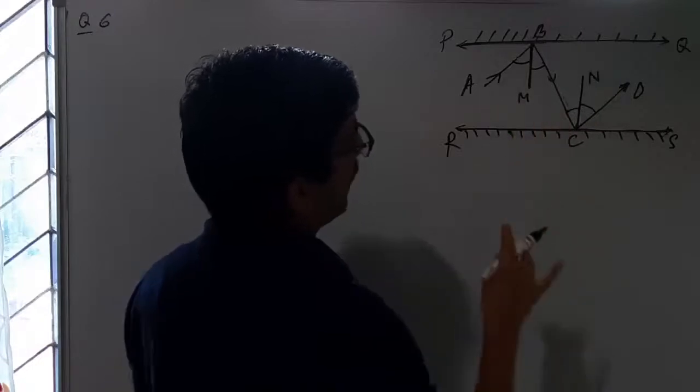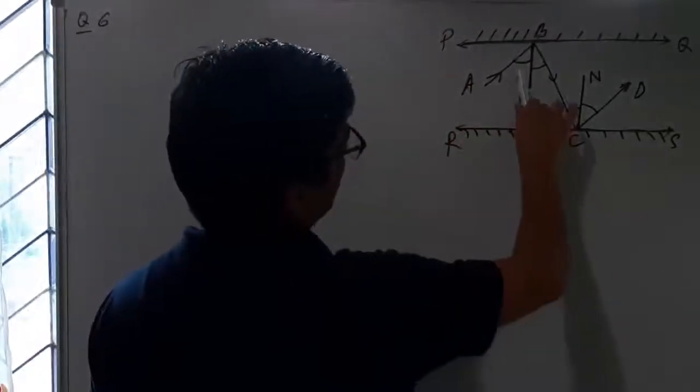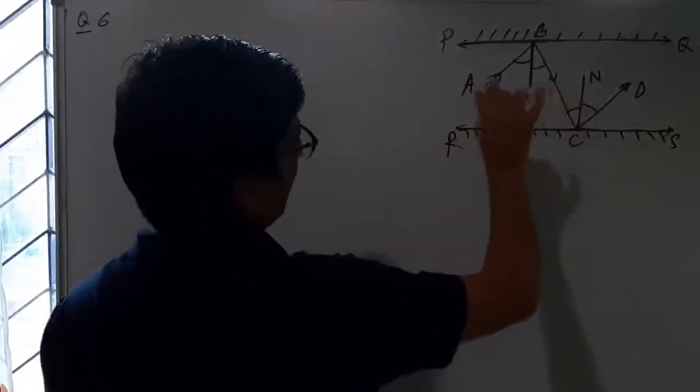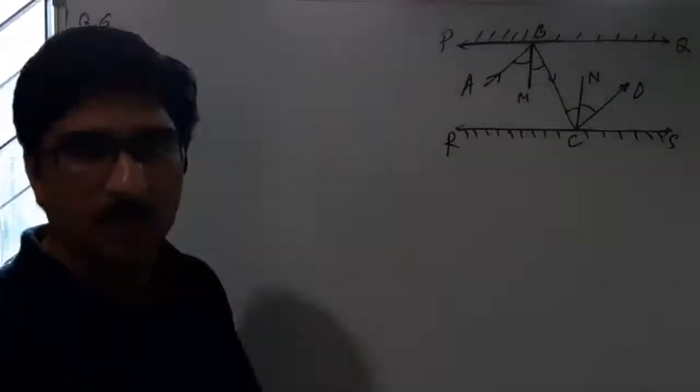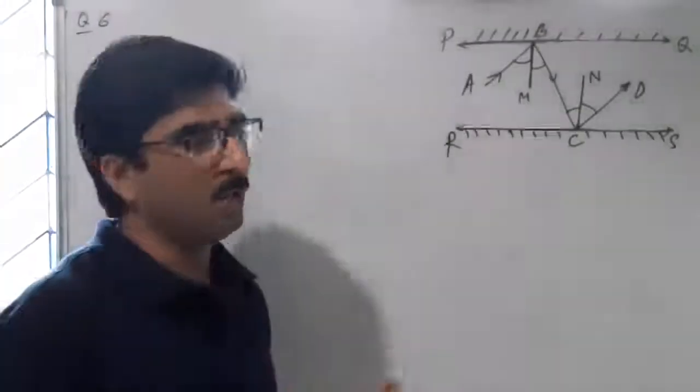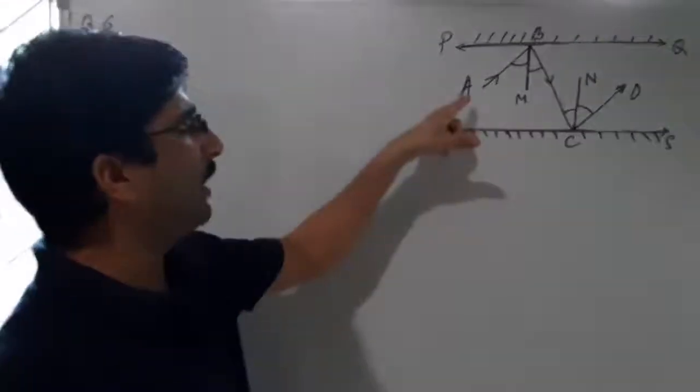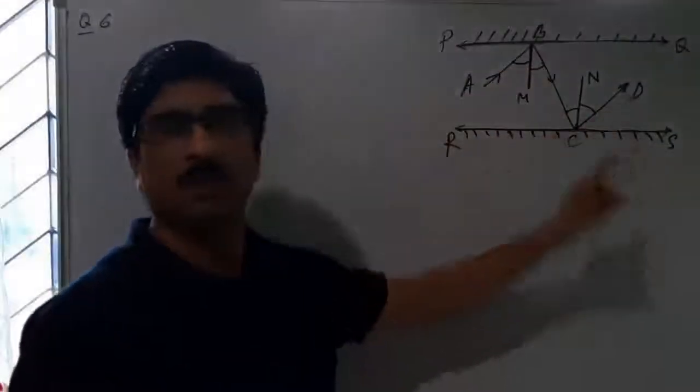Now we will have two things. First, PQ is parallel to RS, and second, angle of incidence equals angle of reflection. Using these points, we can solve this question. We'll have to prove AB parallel to CD.